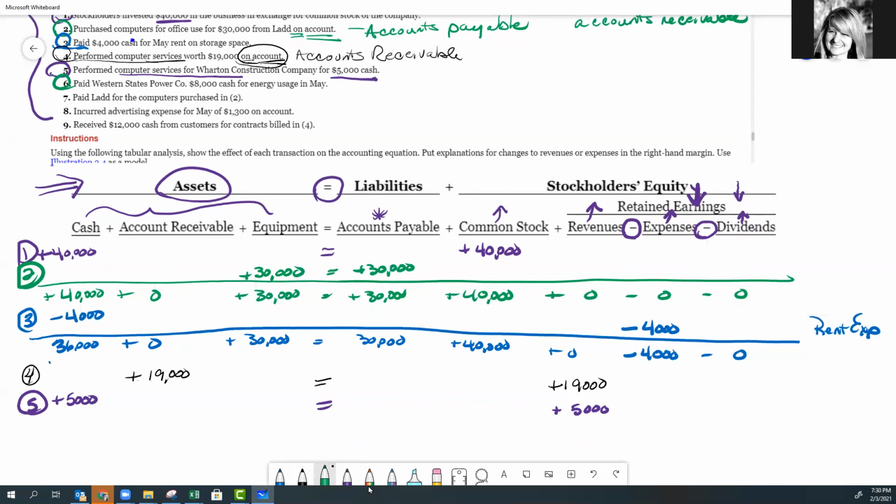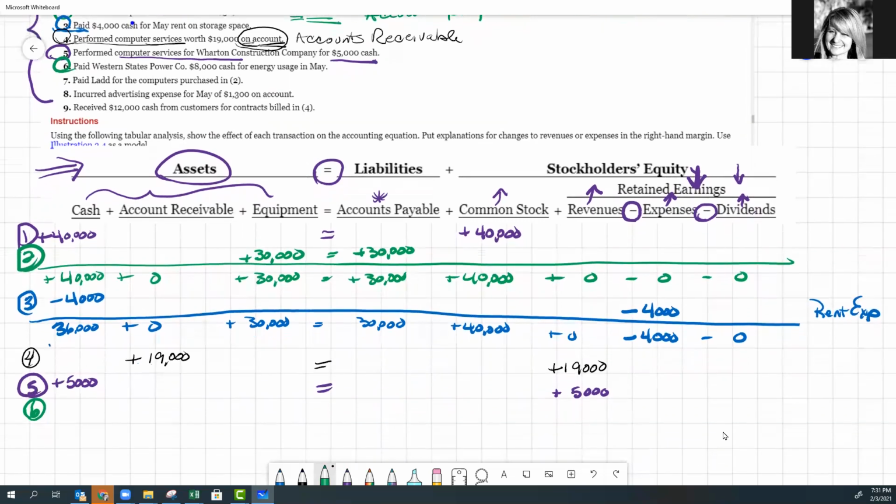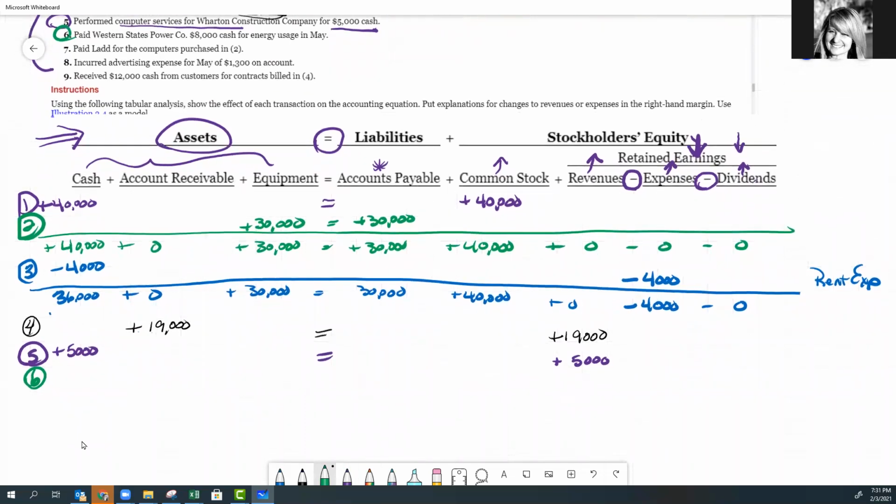So we used utilities, energy, electric, and so that is an expense in our business. It's something that we incur in order to generate revenue, so that is an expense. And so our expenses go up, and when that happens, we know that, hang on, let's move this up a little bit. When expenses go up, we know that owner's equity goes down. So that was $8,000, and this was utilities expense.